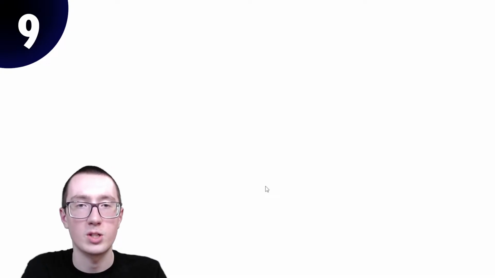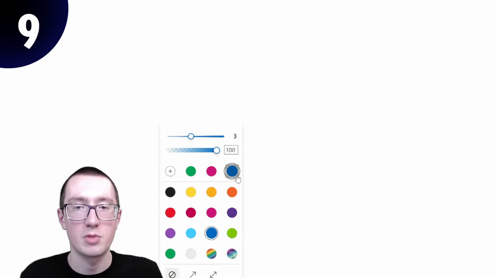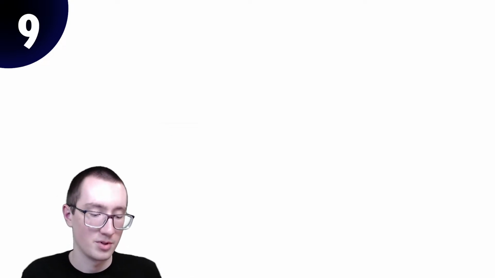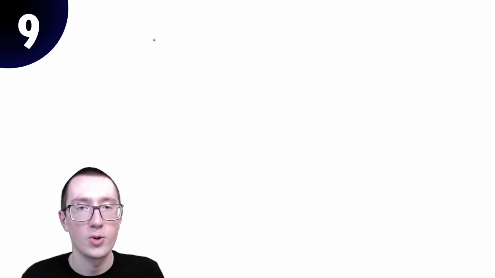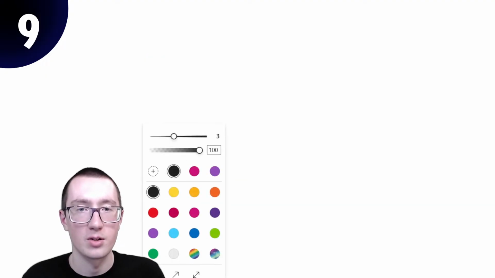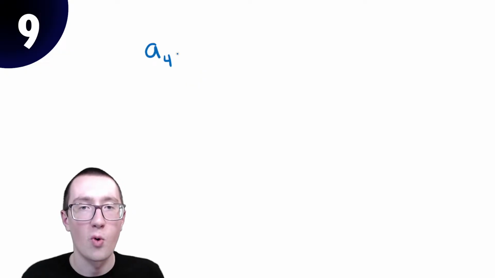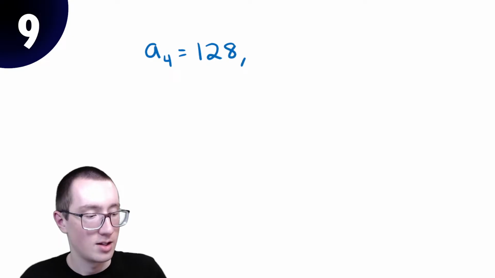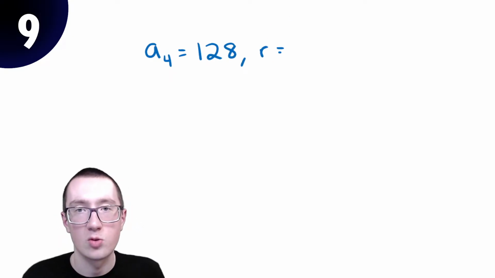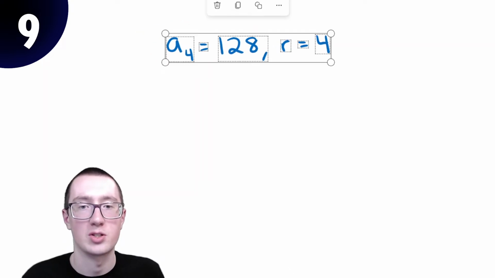All right. So question 9, we have 2 more problems. So this might seem a little weird, but here's the problem. We need to write an equation for this geometric sequence. And all we're told is that, wait, hold on. Gotta use the thicker markers. Okay. So all we're told is that a sub 4 is equal to 128. And we're told that r is equal to 4. And we need to write an equation for the geometric sequence.